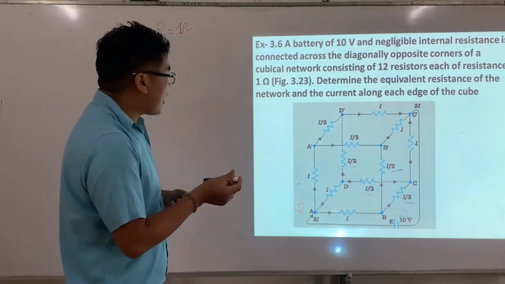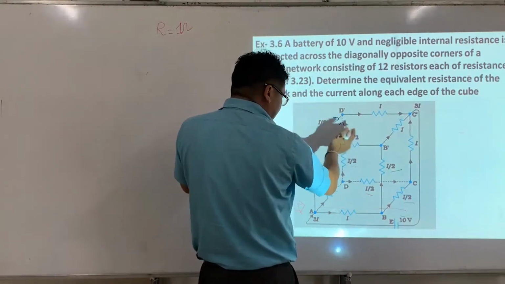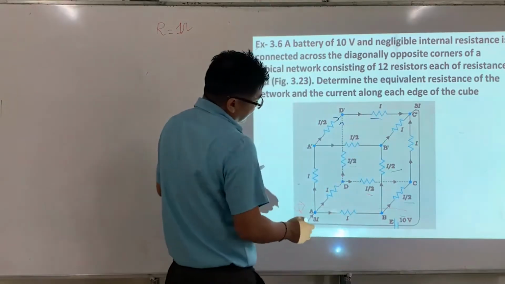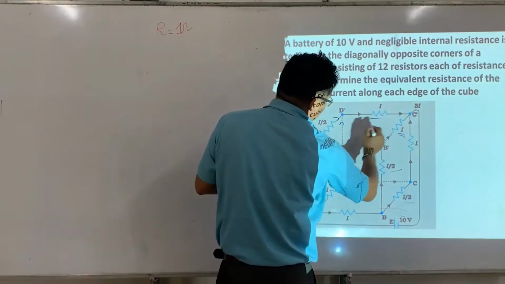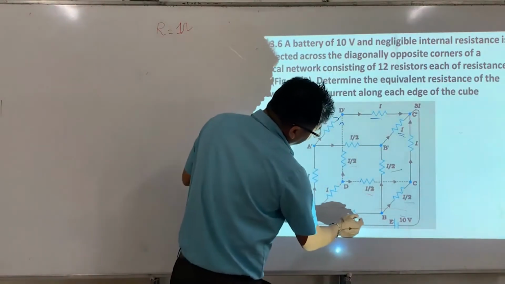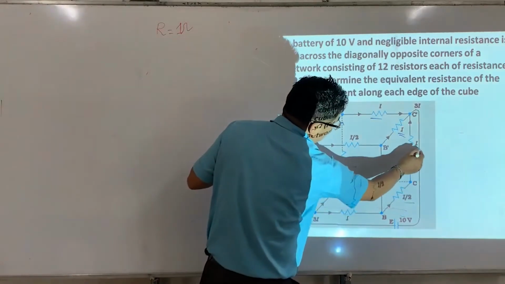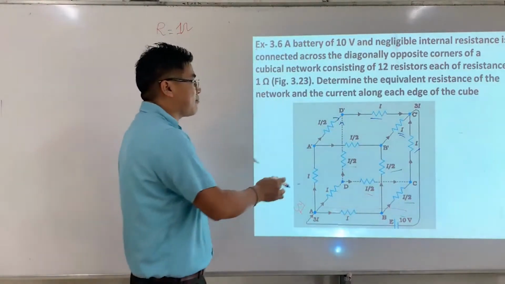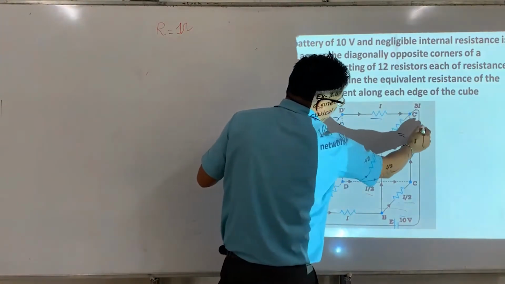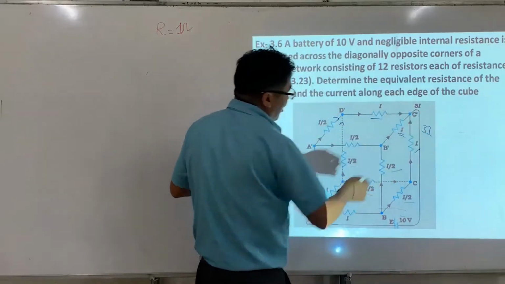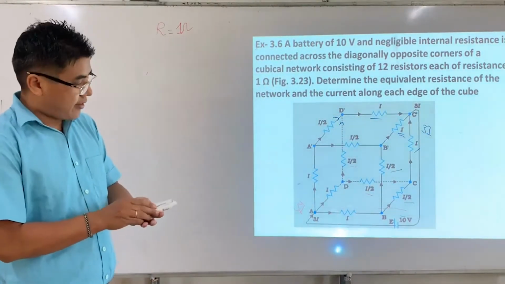Now look here. This I by 2 and this I by 2 add up, and we get I. This I by 2 and that I by 2 add up, you get I. And here, this I by 2 and that I by 2 add up, you get I. This is how it goes, it enters and finally comes out. So you are going to get 3I coming out from point C. So this is how the network works.